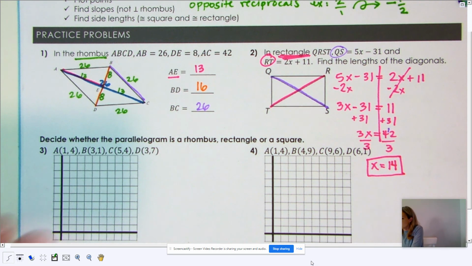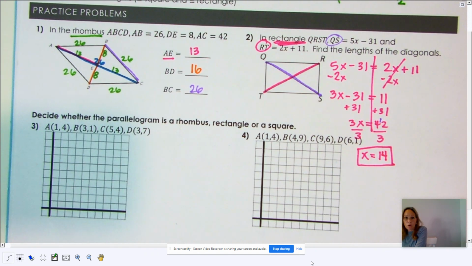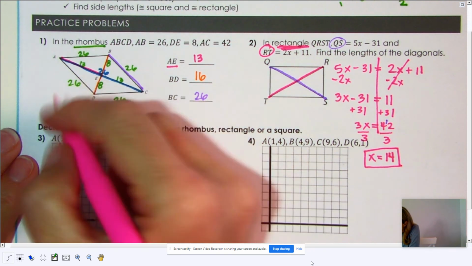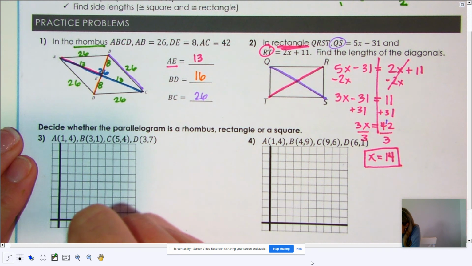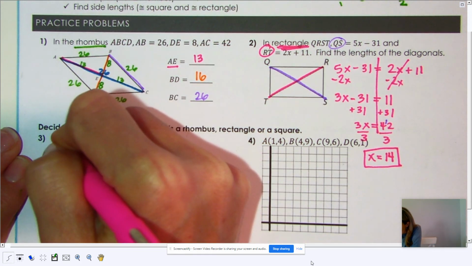Okay, question number 3 says decide whether the parallelogram is a rhombus, a rectangle, or a square. They're already telling us that it's a parallelogram, so we already know that the opposite sides are going to be parallel. Let's go ahead and plot the points here. Just to review, remember that we go left or right, minus or plus, or we go up and down, plus and minus. This is the x direction and the y direction.